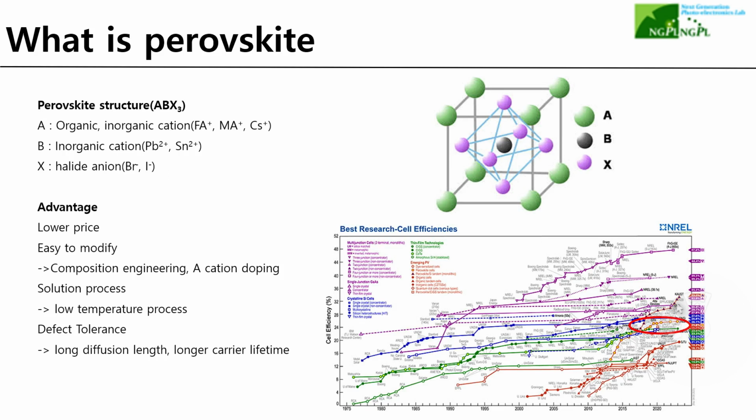And last, it has defect tolerance structure, which is very unique on the earth. In defect tolerance, due to the orbital overlap of Pb ions and I ions, the perovskite has a defect tolerant structure. It means that perovskite has both direct bandgap and indirect bandgap properties. It makes perovskite have long diffusion length and longer carrier lifetime.